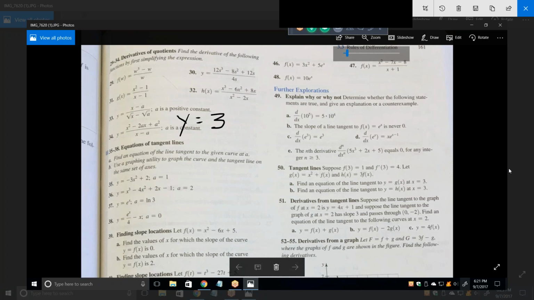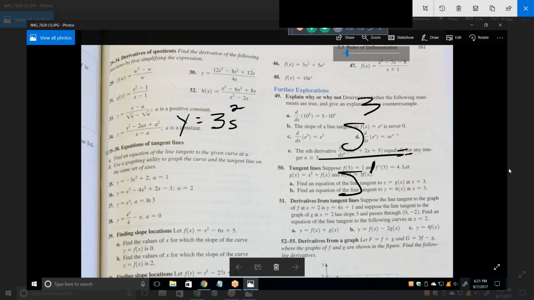What's s cubed divided by s? Just s. S cubed divided by s. You subtract the exponents. S squared. That exponent is 1. So yeah, it's s squared.